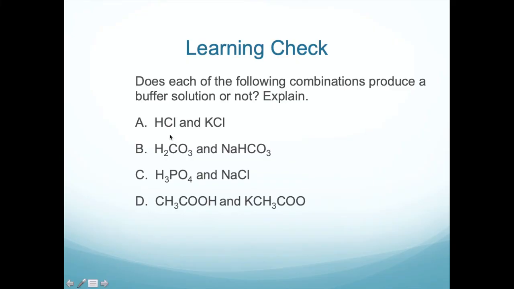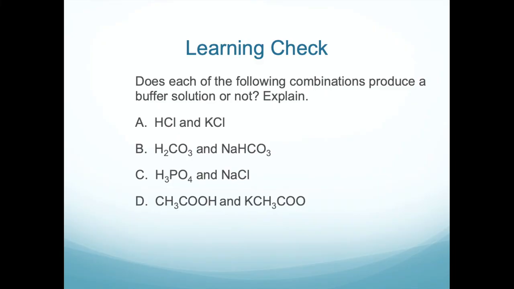So in this first one, we have HCl, and the salt that we use is KCl. So we can see that we've replaced the hydrogen with a potassium ion. Now, is this a good combination for a buffered solution? We do indeed have an acid and its salt here, but remember, one of the requirements is that you use a weak acid, and hydrochloric acid is not a weak acid. Okay, so that is not a buffered solution.